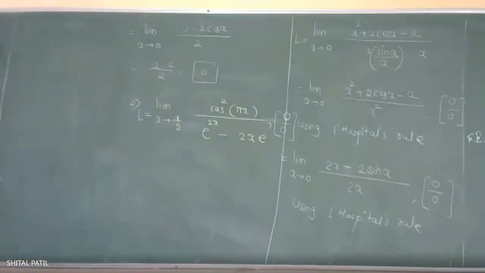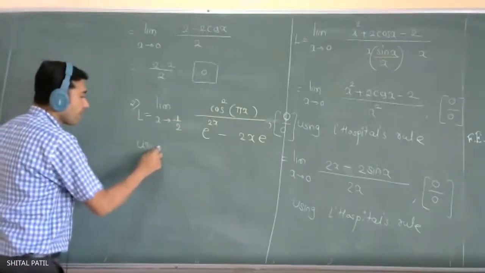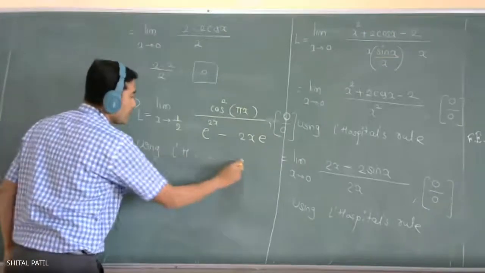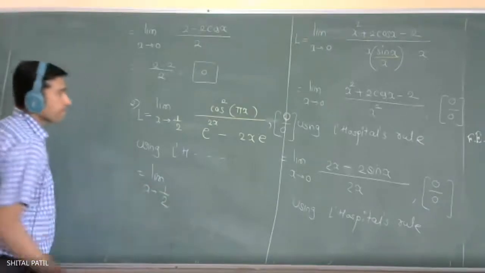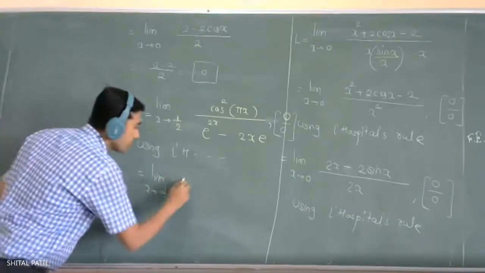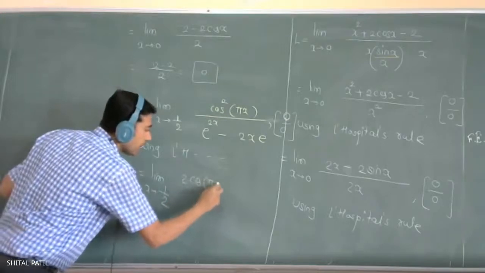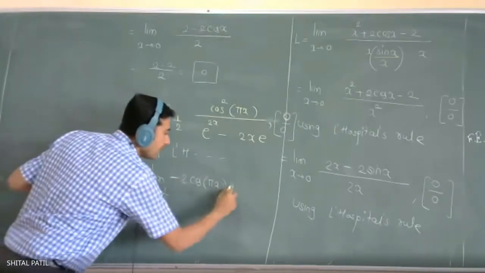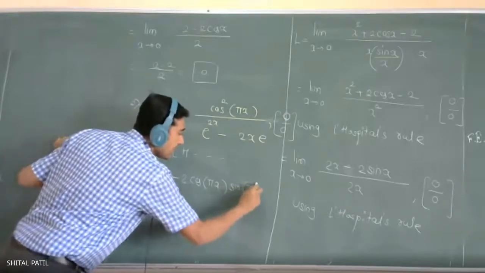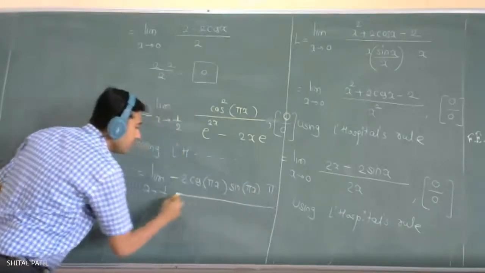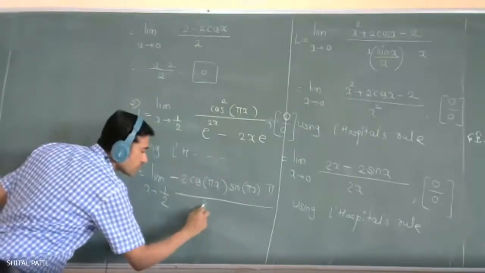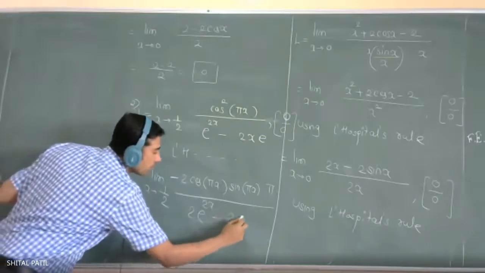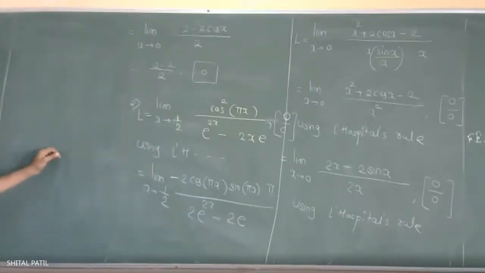Then using derivative. 2 cos pi x. Derivative of cos is minus sin pi x. Derivative of pi x is pi, divided by derivative of e raised to 2x, 2 e raised to 2x, minus derivative of 2xe. Derivative is what? 2e. This thing last.